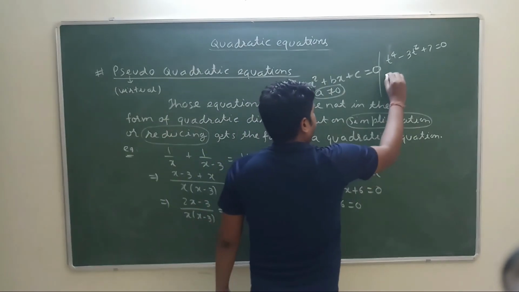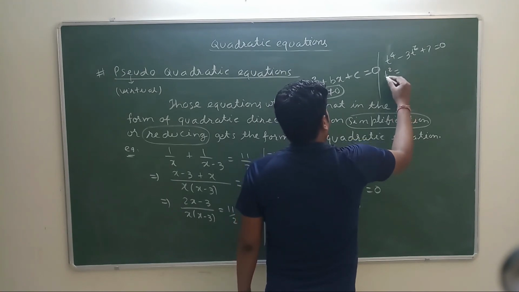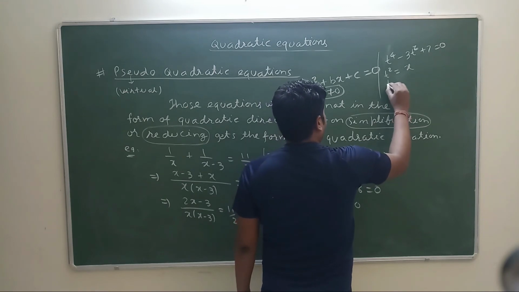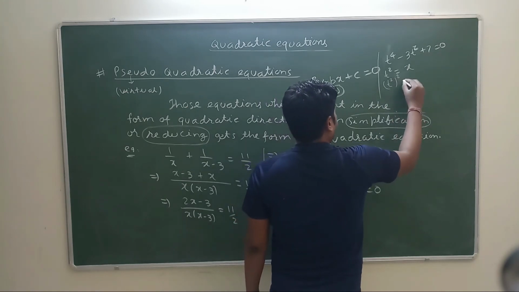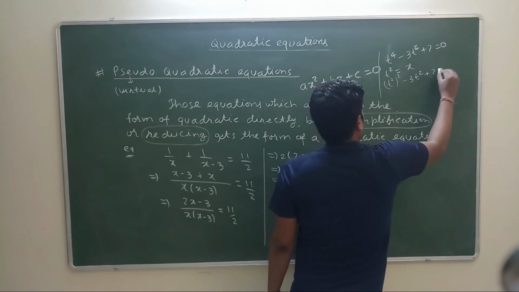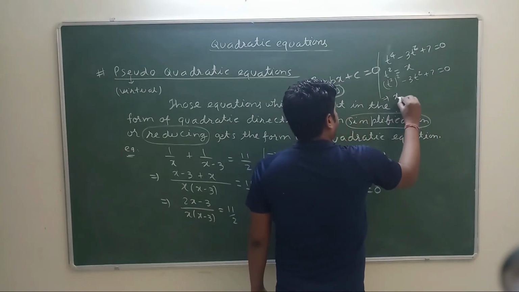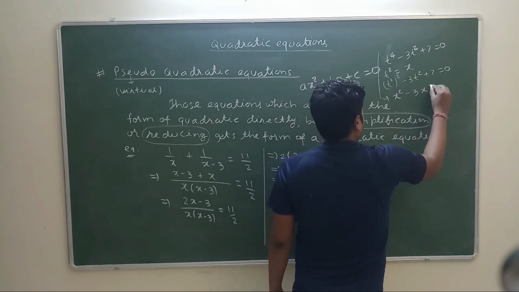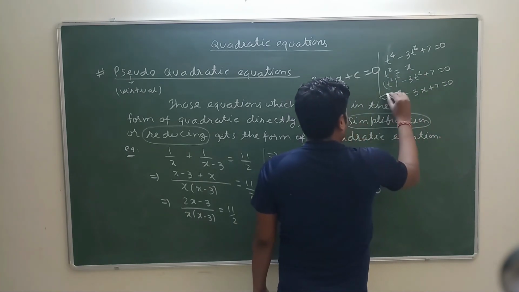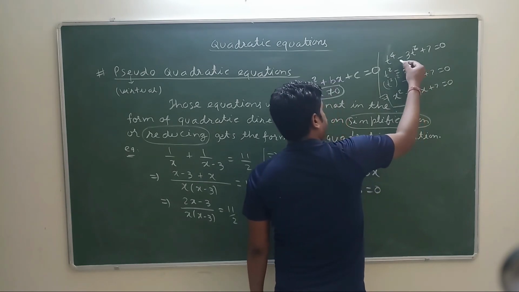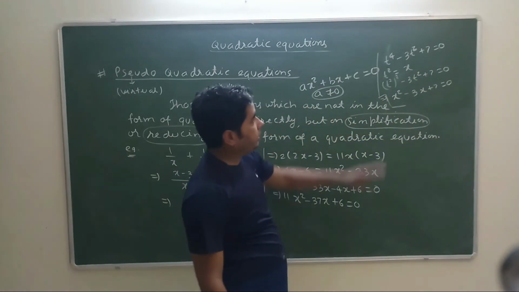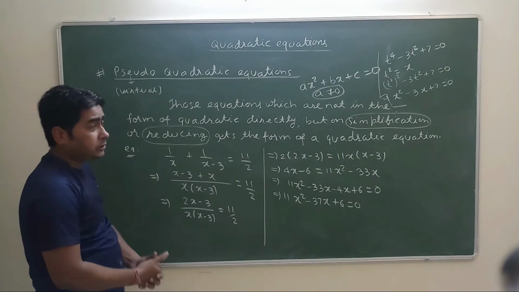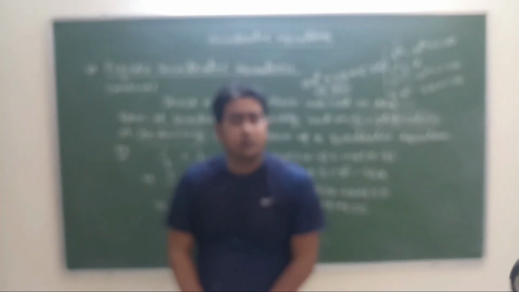What you will do is substitute t square is equal to x. If t square is equal to x, you can write it as t square whole square minus 3t square plus 7 is equal to 0. Therefore, it is x square minus 3x plus 7 is equal to 0, because this part is x. So we can reduce this into a quadratic form. Therefore, it is also a pseudo quadratic equation. Understood? So this is the last topic. This was the last topic of this chapter, quadratic equations.